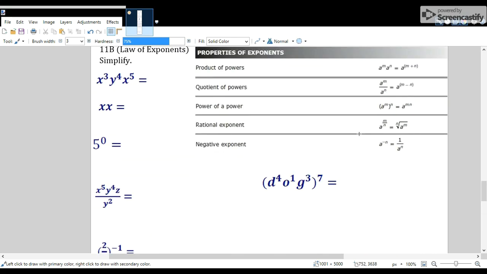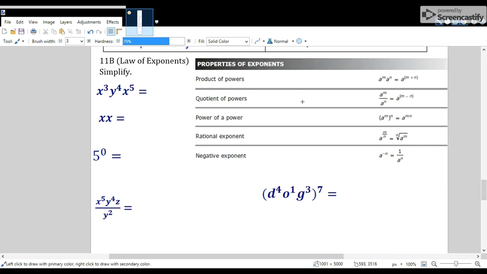Okay, 11b, we have law of exponents. So let's refer to your properties of exponents, product of powers. That's adding exponents. And then we have quotient of powers. Subtracting exponents. Power of power. You multiply exponents.